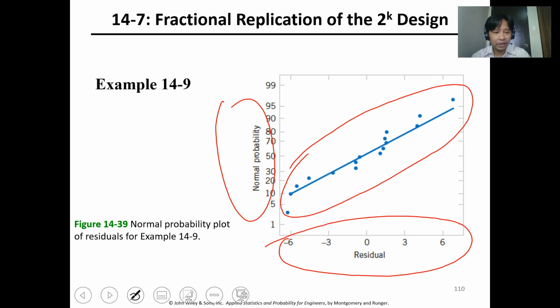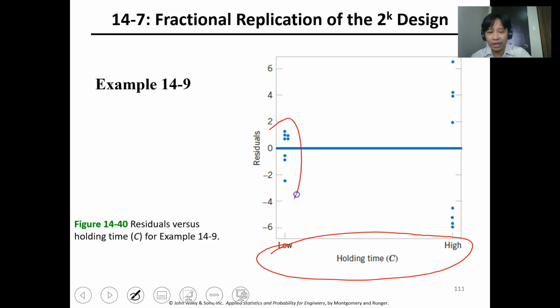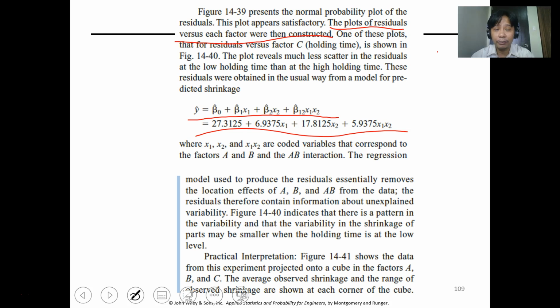So, yung 14-40, satisfactory siya. So, titingnan nyo kasi linear. Pero pag tiningnan nyo na siya per factor, so for this one, holding time, makikita nyo na at low holding time, mababa yung variability. But at high holding time, mataas yung variability. So this could have an effect in your model.